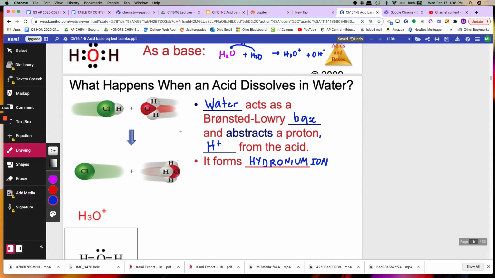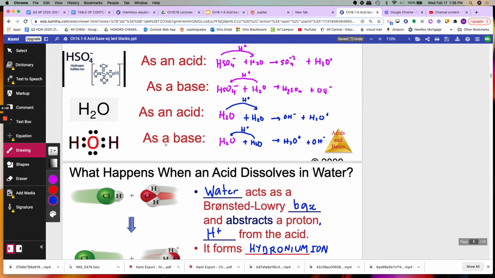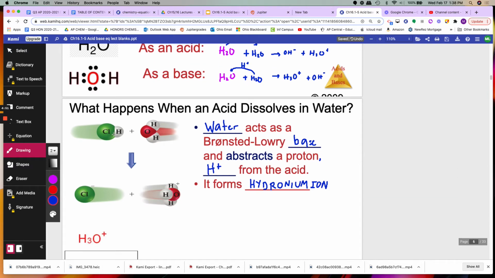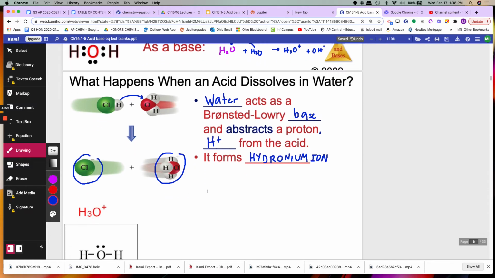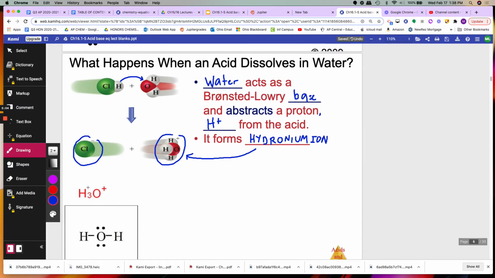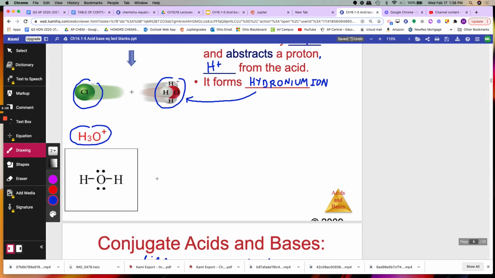So what happens when acid dissolves in water? Just like here, the H from the HCl, for example, will go to the water and turn into H3O plus, and the Cl- is now by itself. So what we're building here is something called the hydronium ion. The hydronium ion has a chemical formula of H3O+, and it happens because the H+, which has no electrons, sits on top or bonds using the lone pairs there.